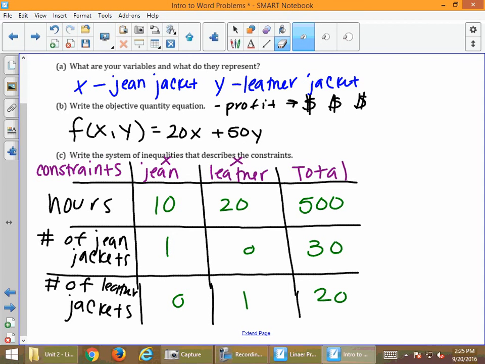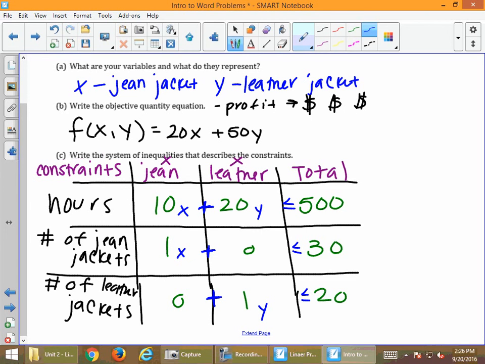Now you just make your equations. Jean jackets x, leather jackets y. Add them together. What's the sign going to be? Less than or equal to. x plus 0 less than or equal to, we can't go over 30. 0 plus y less than or equal to, can't go over 20.